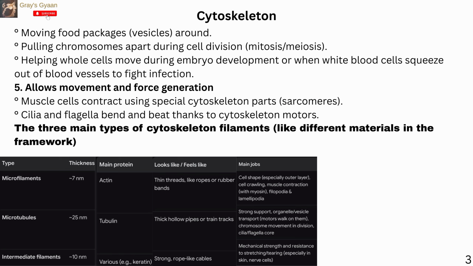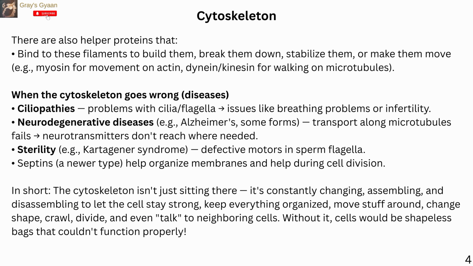Fifth point, allows movement and force generation. Muscle cells contract using special cytoskeleton parts, sarcomeres. Cilia and flagella bend and beat thanks to cytoskeleton motors. The three main types of cytoskeleton filaments are: there are also helper proteins that bind to these filaments to build them, break them down, stabilize them, or make them move, for example, myosin for movement on actin, dynein or kinesin for walking on microtubules.